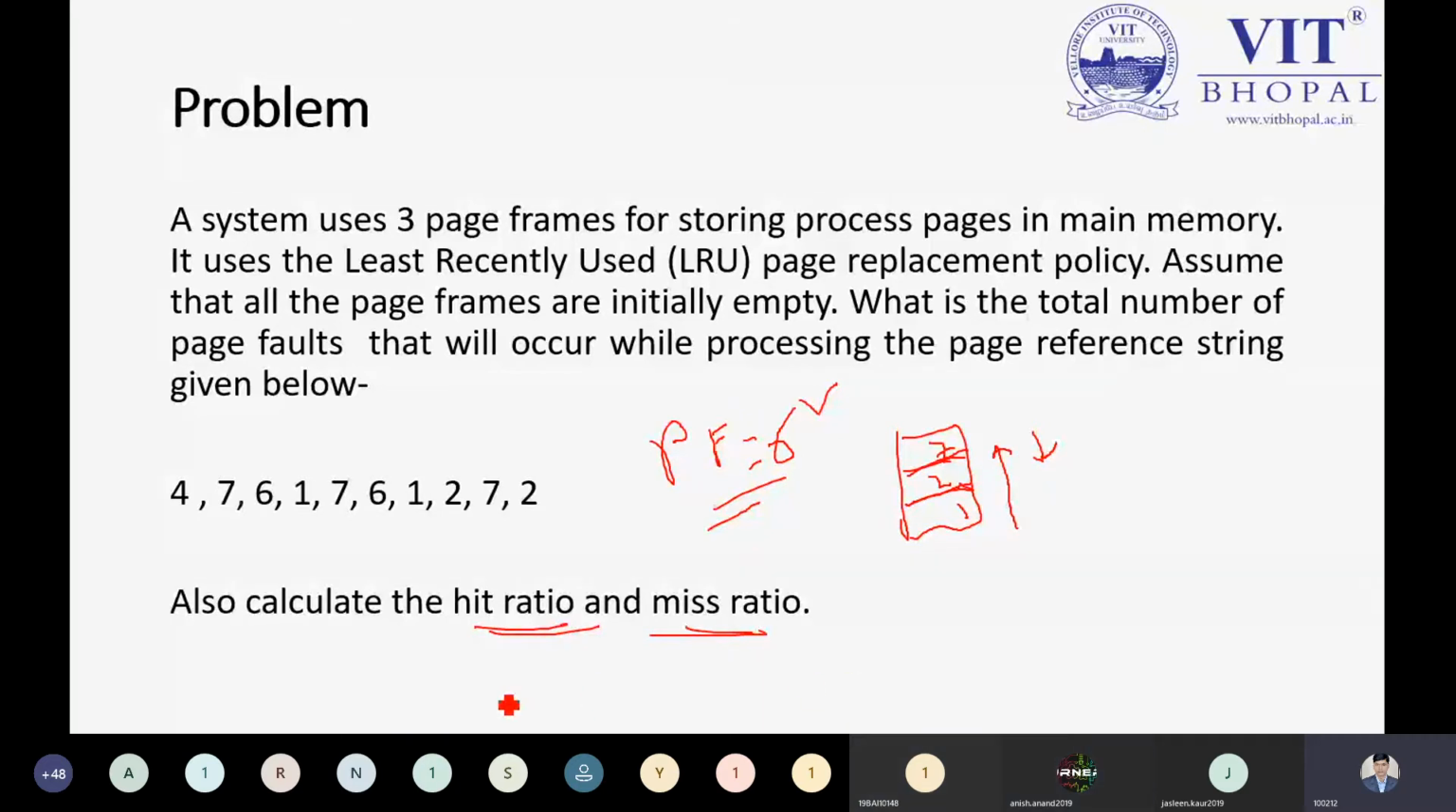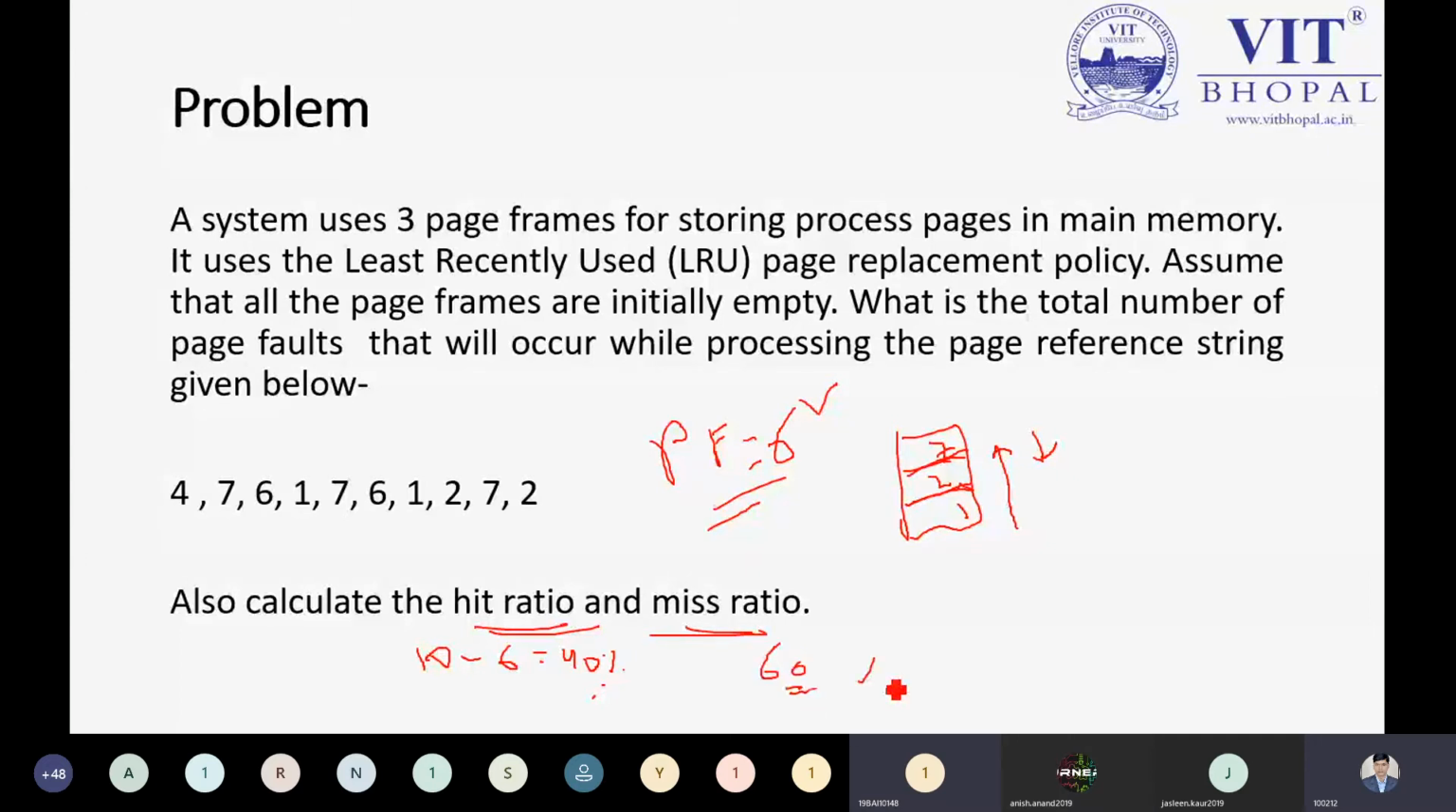Now, what is the hit ratio? Hit ratio is very easy to calculate. The total number of 10 we have, minus 6, we have 4, and that is 0.4, so we can say 40%. Yes, sir. And the miss ratio will be 60%.